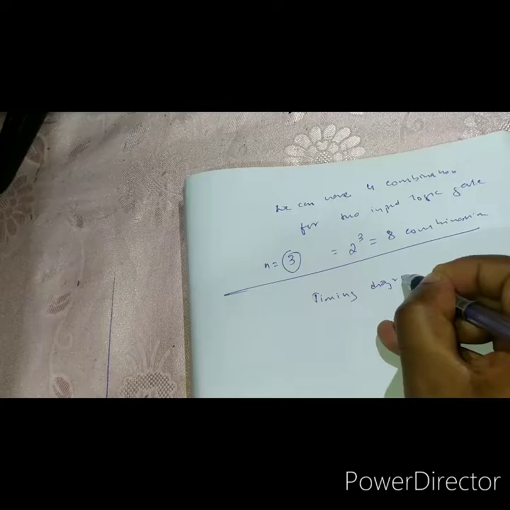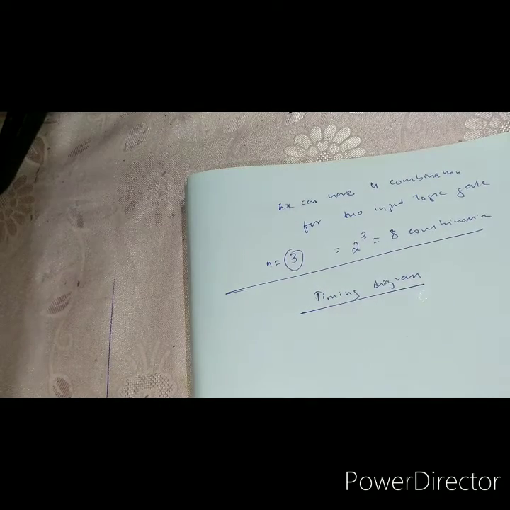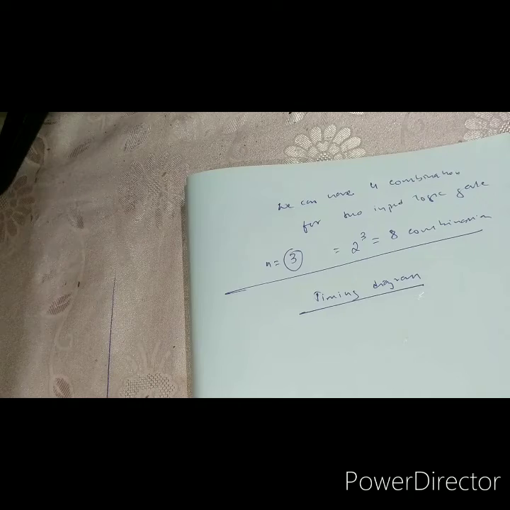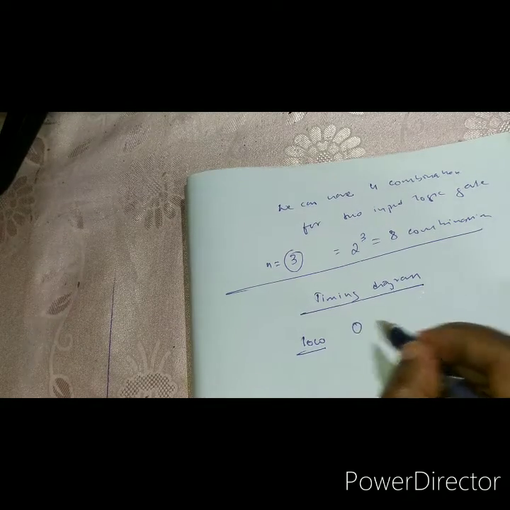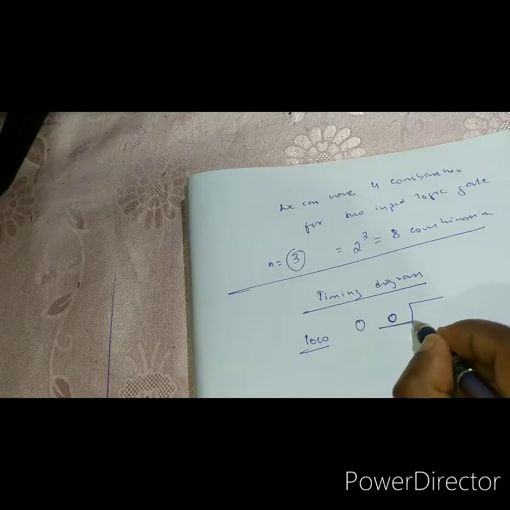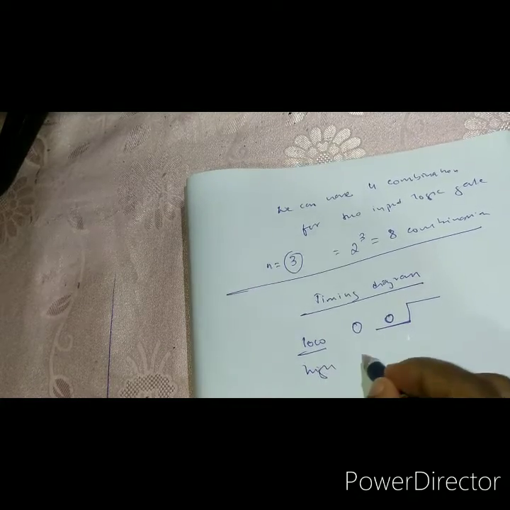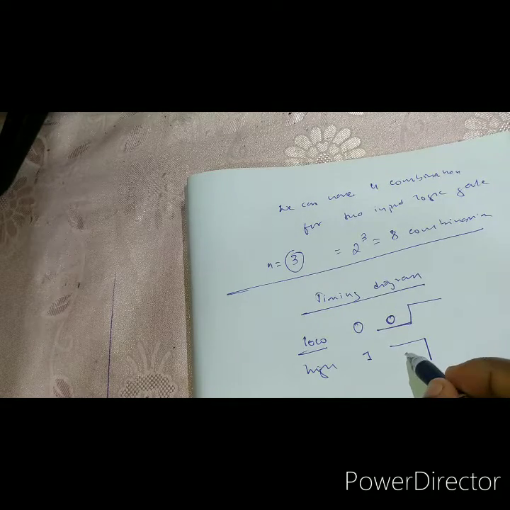Timing diagram for the different types of logic gates. So what are timing diagrams? Timing diagrams are nothing but the diagrammatic representation of input and output. For example, 0 is represented as low. So it may be represented like this. So this is low, and high or 1 is represented in these lines.